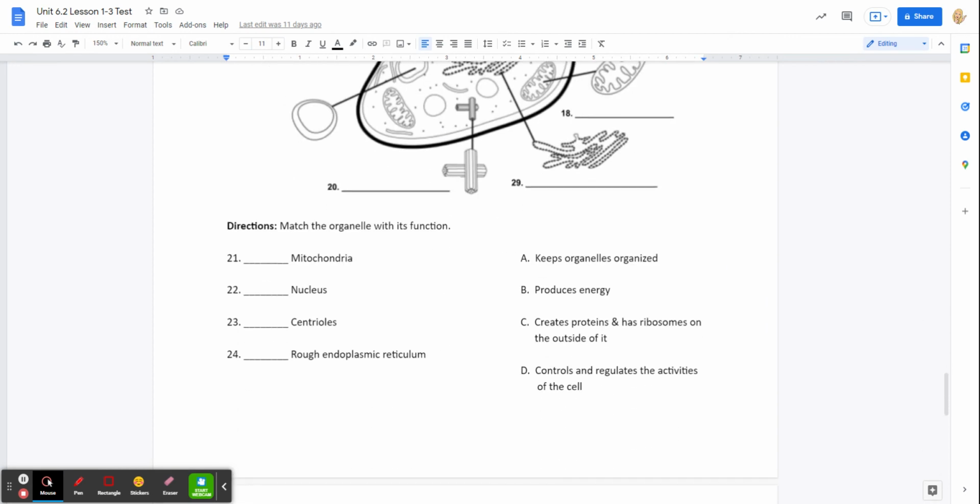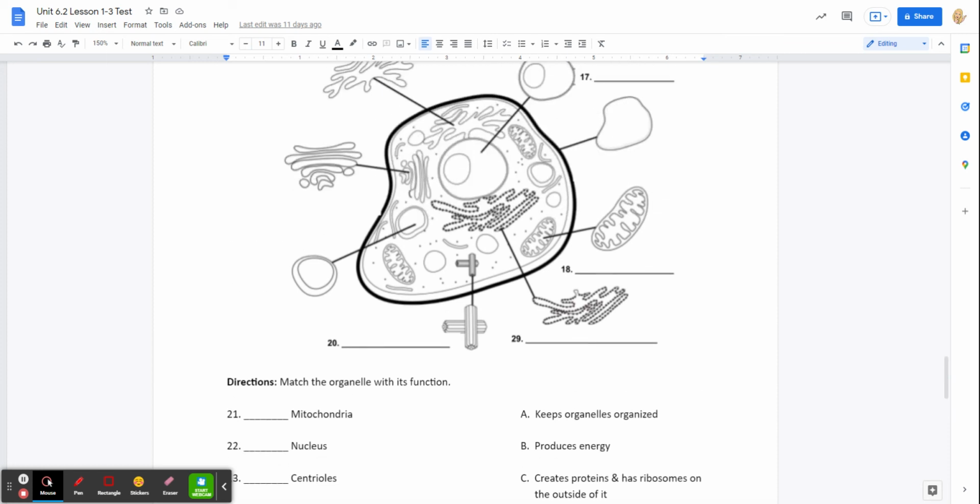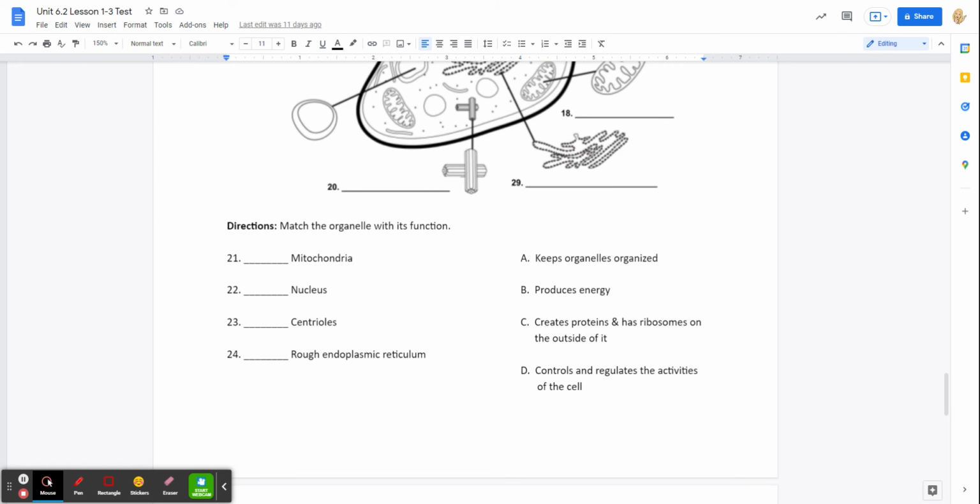21. So directions: match the organelle with this function. So on this side, we have the organelles, and this side we have the function. So please put the letter that you think goes with each organelle on the line. So our options again are mitochondria, nucleus, centrioles, and rough endoplasmic reticulum. If you need to look at the cell to help you remember what its job is, feel free to do so. Maybe that'll help you a little bit.